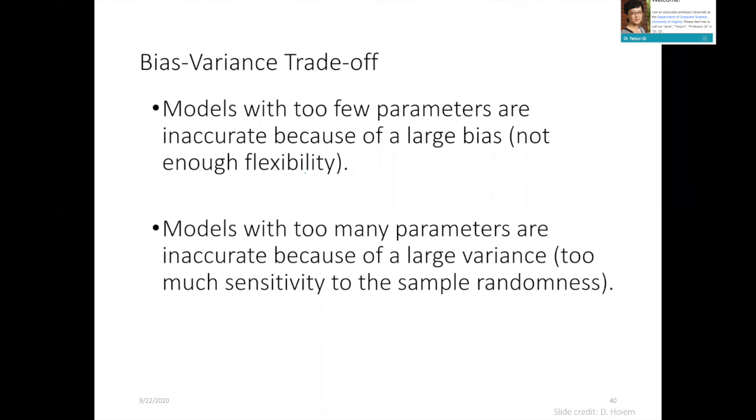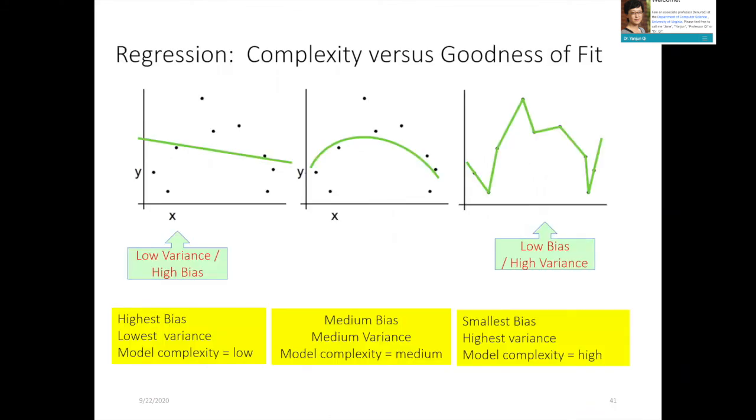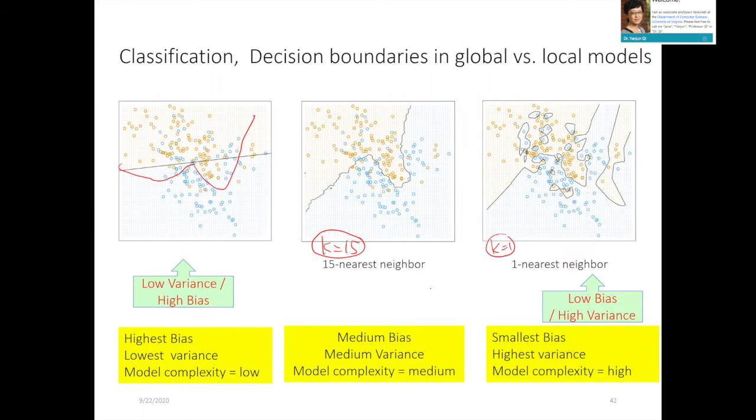Now the bias and variance trade-off: models with too few parameters are inaccurate because of large bias, or being too rigid. Models with too many parameters are inaccurate because of large variance, being too sensitive to the sample randomness. So we show you in this case again that the left side is low variance, high bias, and the right side is low bias, high variance. In classification, the left side is low variance, high bias, and the right side is low bias, high variance. This case is almost the smallest bias that is possible, and the model complexity is super high.